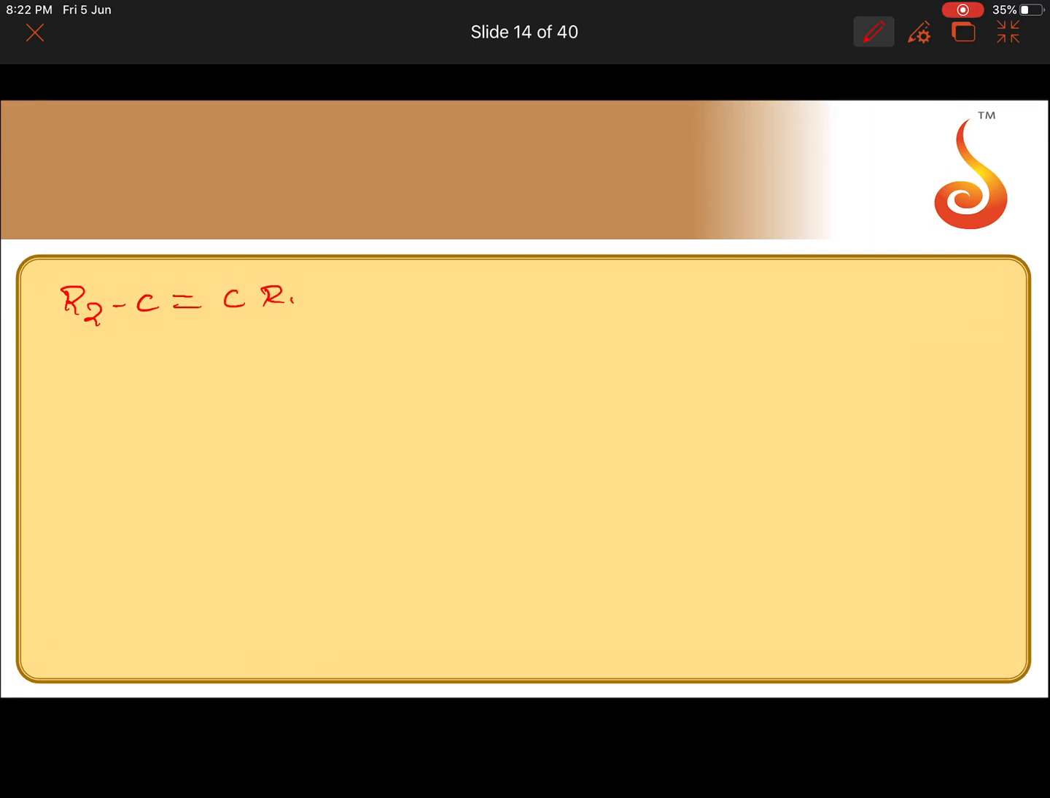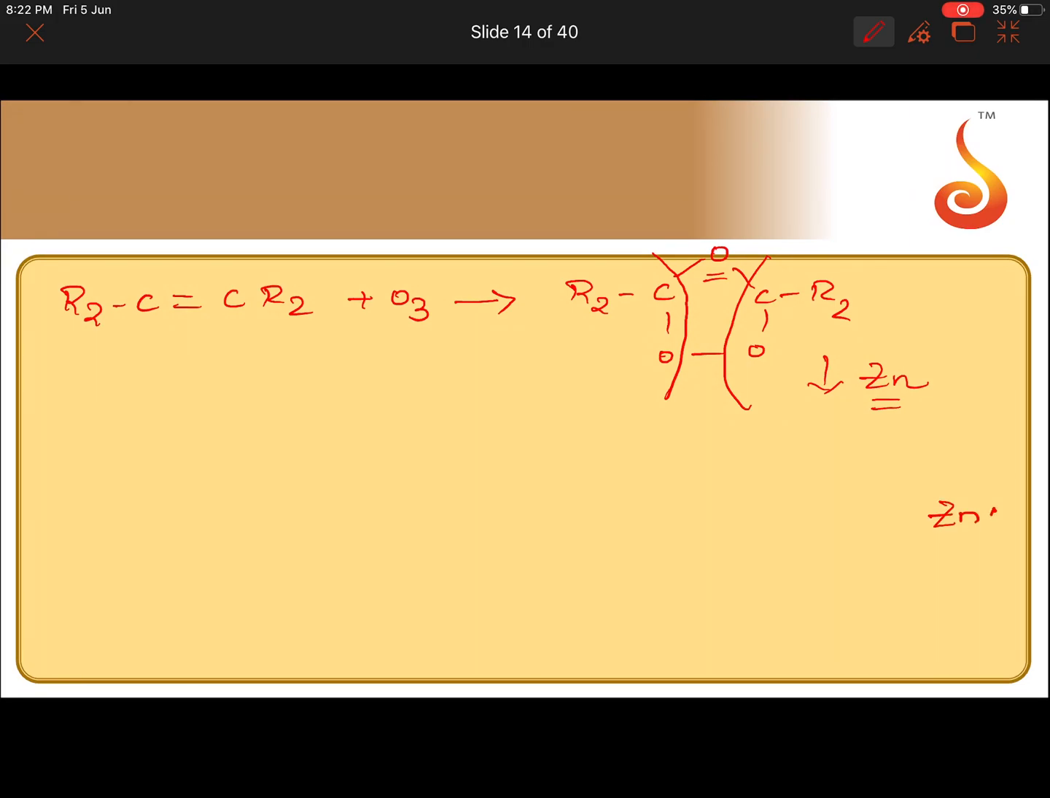R2C=CR2. When this compound is treated with ozone, first you will get ozonide. This is ozonide. This ozonide when treated with zinc splits the bond like this. This oxygen will go with zinc as zinc oxide. So you will get zinc oxide plus what is left? R2CO, meaning 2 moles of R2C=O. This is R2CO, which means we will get ketones here.